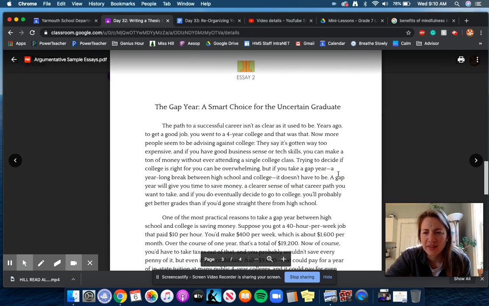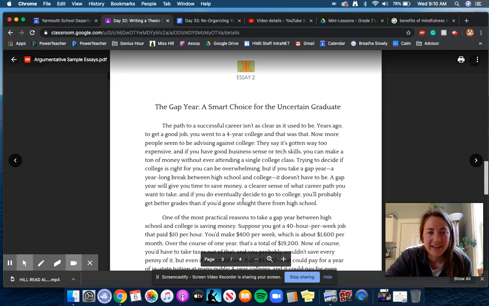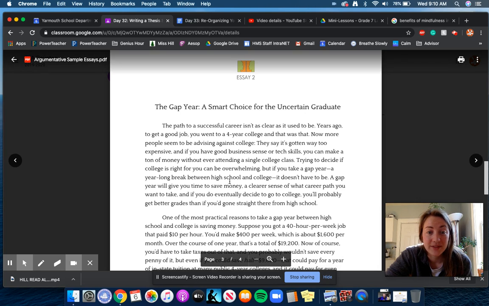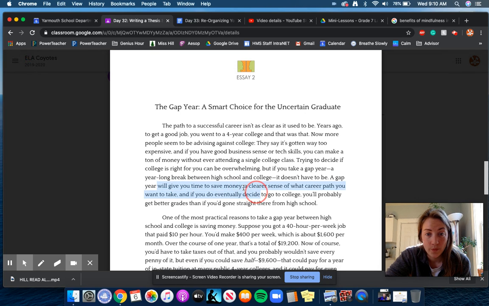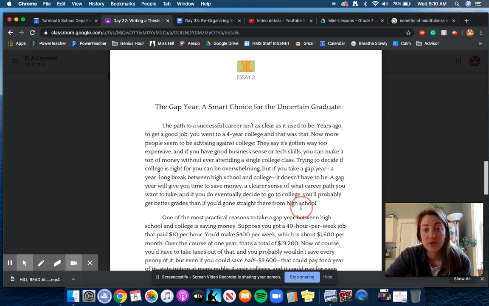Wait, actually, I think I'm delusional. No, that is the thesis. Okay. So yeah, if you take a gap year, it doesn't have to be overwhelming. The bridge between high school and college. Got it. Okay. And then the first reason is it will give you time to save money. The second one is a clear sense of what career path you want to take. And then the last one is you might get better grades than if you'd gone straight there from high school.